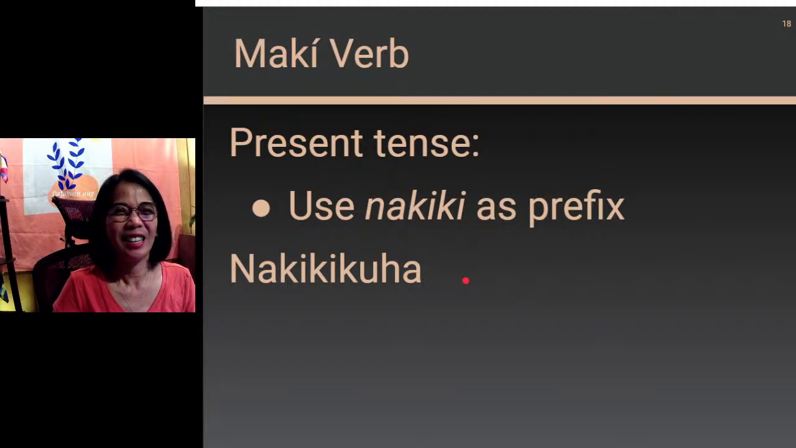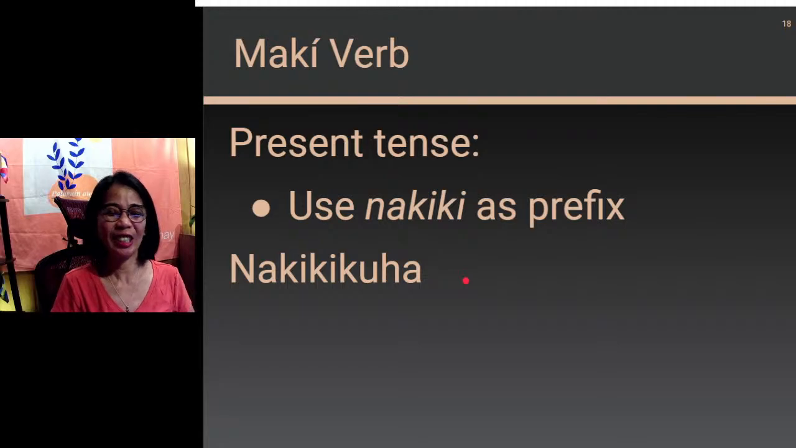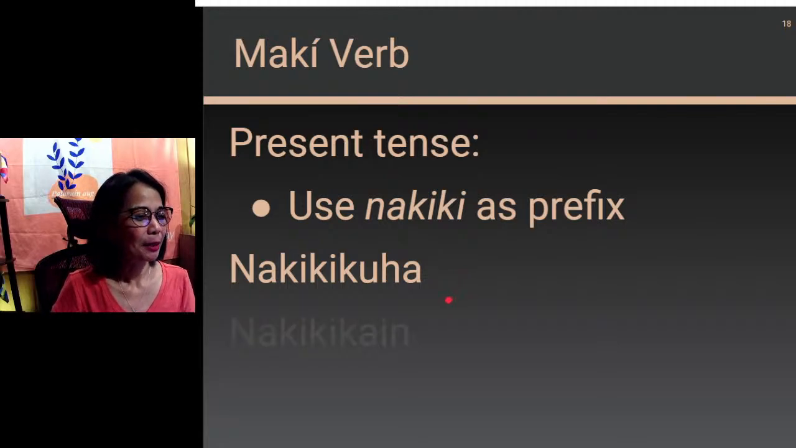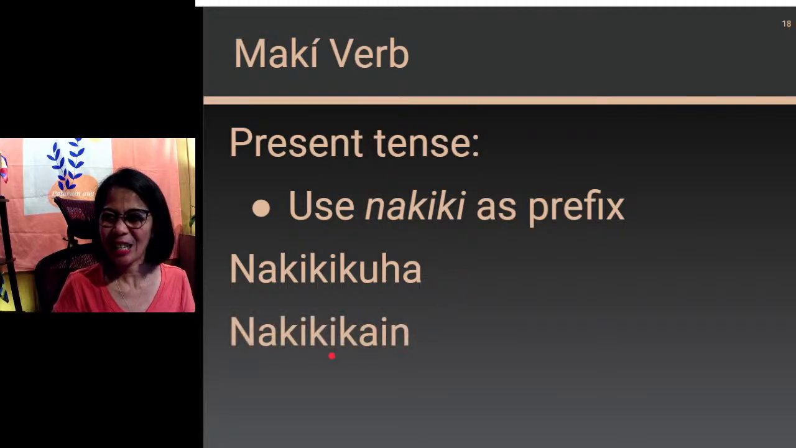Nakikikuha. Alright, so this time it is present tense. Nakikikuha ako ng pasalubong. Kelly, so you brought something, and I am your friend, Kelly. Nakikikuha ako ng pasalubong mula sa'yo. That is a good example here. And then nakikikain also, of course. This is very applicable on fiesta. Nakikikain, because kain means eat.